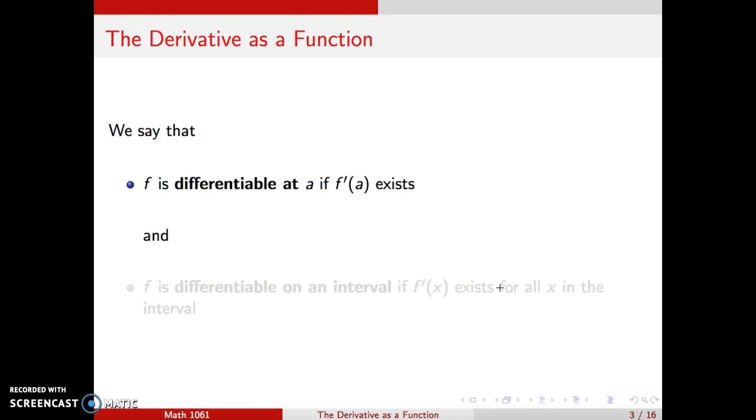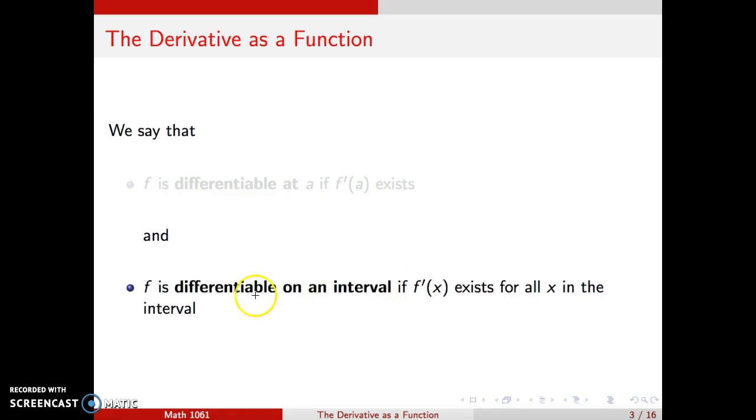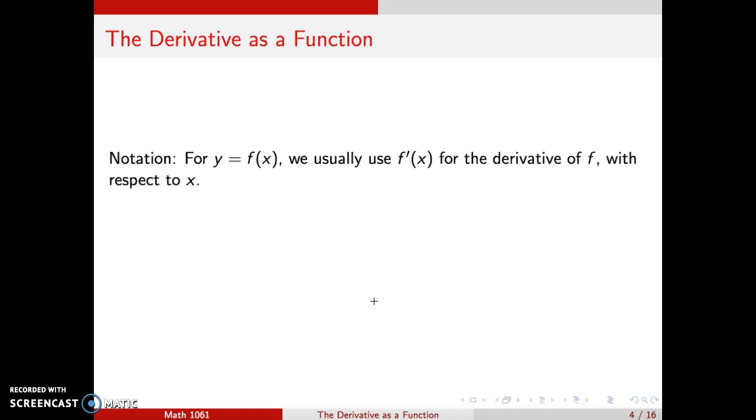So a little bit with terminology. We say that f is differentiable at a if the derivative exists there. So the new word is differentiable. And we say f is differentiable on an interval instead of at a point if f prime of x exists for all x in the interval. So it's differentiable at every point within the interval is another way of saying that. So differentiable at a point, differentiable on an interval.